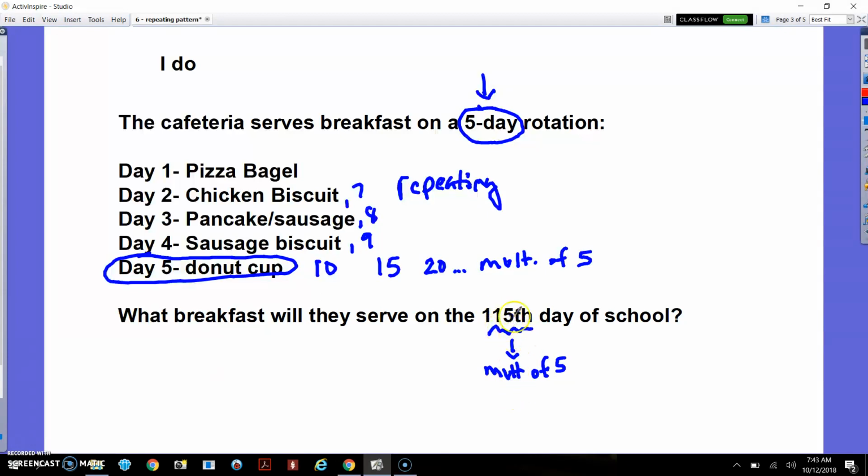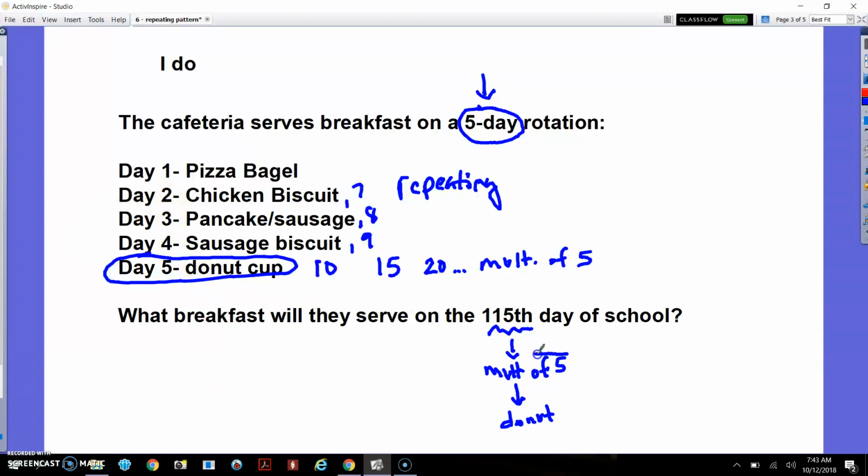115, because it ends with a 5. So I know that that's going to be a donut day. And I could start from there. 115th day will be donut. 116th day will be pizza bagel. 117th day will be chicken biscuit, and so on like that.